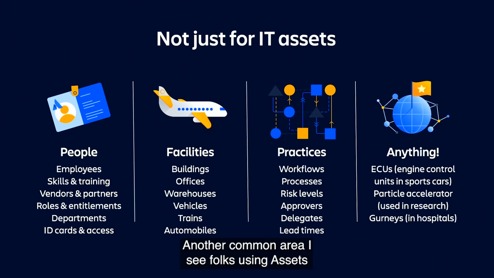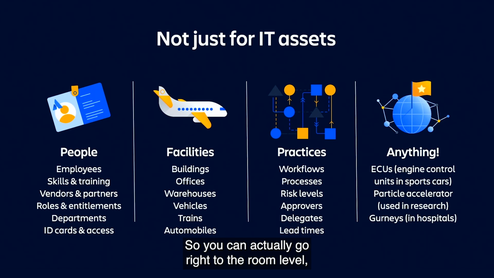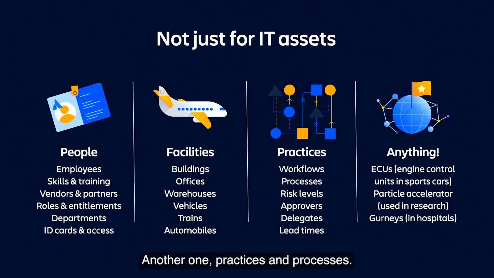Another common area I see folks using assets for is facilities. Tracking things like buildings, offices, warehouses, anything you can think of that's physical that you can actually track in a database. This helps with asset management because it's good to know where your assets are in a normalized way. So you can actually go right to the room level, even the desk level for where these things are located. Another one, practices and processes.